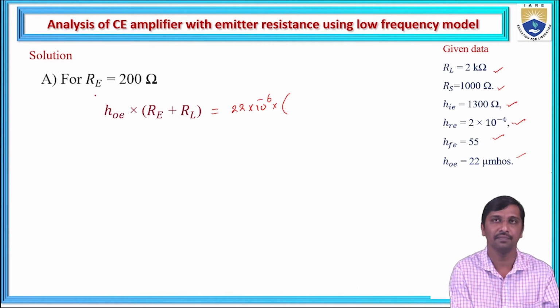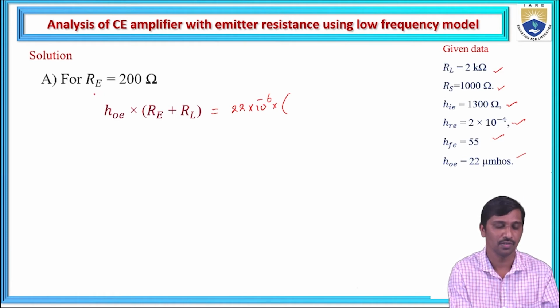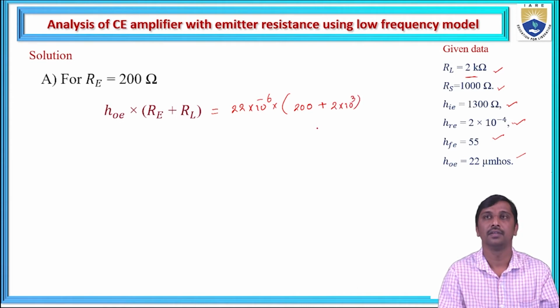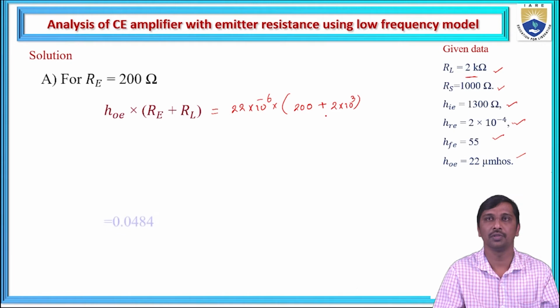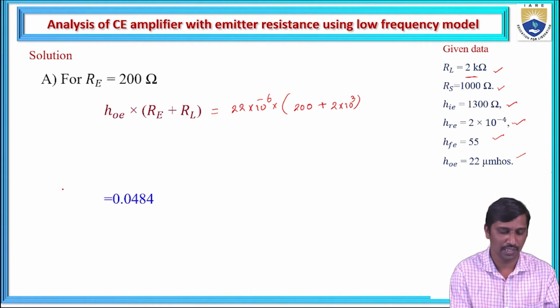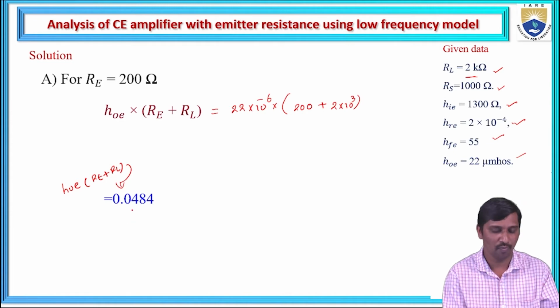For the first case, we have two different emitter resistance cases. Here, I'm going to consider RE as 200 ohms. Hence, RE is 200 ohms plus RL is 2 kilo ohms, 2 into 10 to the power of 3. Now, if you solve this ratio, it gives that this value, hoe times of RE plus RL, is 0.0484.